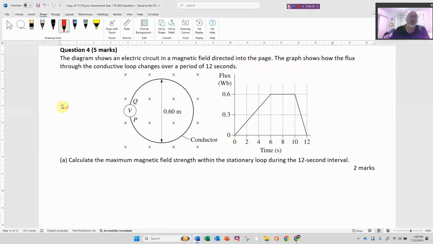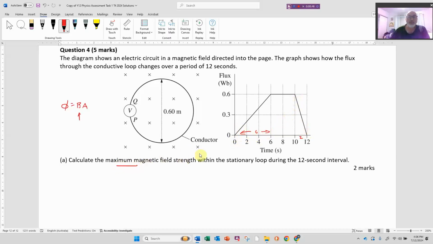Now don't forget that flux is magnetic field times area. The area is constant, so therefore magnetic field is the only thing that's changing. So the magnetic flux goes up to 0.6, stays at 0.6, and then crashes back down to 0 in 2 seconds, as opposed to taking 6 seconds to get up to here. So this is the greater rate of change.